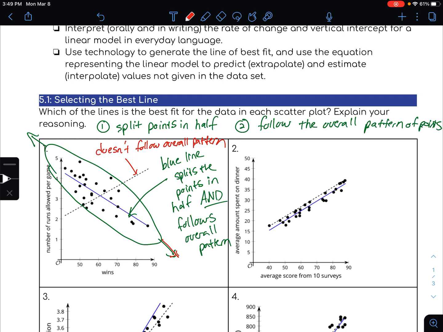All right, problem number two. Which of those two lines? If you look at those two lines, you have to look at them a little bit more carefully. But in this case, the line that fits this better is probably the blue line. Again, the blue line seems to be the one that fits. And again, the blue line splits the points in half, look at it carefully, and follows the overall pattern.